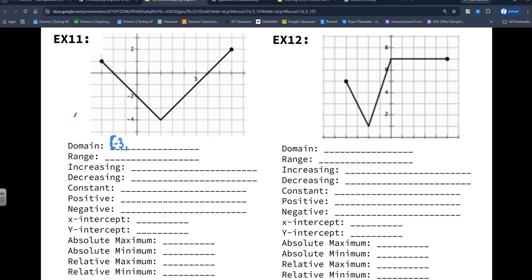8. Very good. Should I use a parentheses or a bracket with that one, Jalen? Bracket. Good.